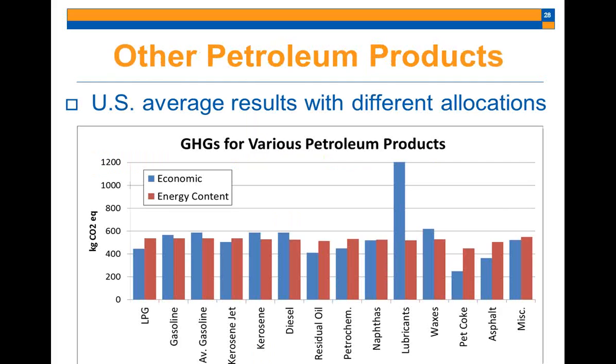If we just do a quick comparison, these are the 15 different petroleum products out there, and there are 2 different allocations that are used. One is economic, in blue, and one is energy content, in red. It's showing the greenhouse gases for different products. You can see that there is a bit of a variation, especially in lubricants. The economic value for lubricants is extremely high by mass relative to other products. So this can give us a very streamlined, very quick glimpse of the results for different environmental impacts.